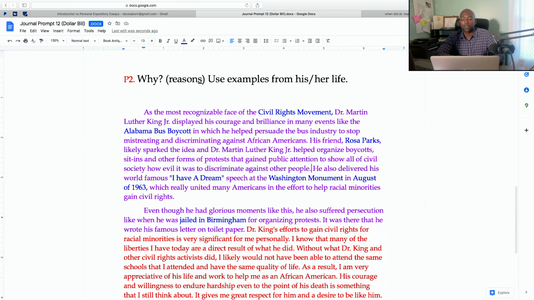He also delivered his world-famous "I Have a Dream" speech at the Washington Monument in 1963, and I looked up the date of that, in August of 1963, which really united many Americans in the effort to help racial minorities gain civil rights. Even though he had glorious moments like this, he also suffered persecution, like when he was jailed in Birmingham for organizing protests. It was there that he wrote his famous letter on toilet paper.